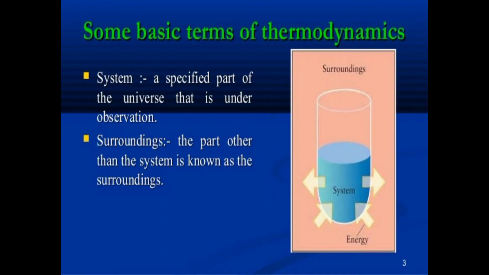So, what are the basic terms in thermodynamics? That is system and surroundings. What is system and what is surroundings? System is a specified part of the universe that is under observation. That is, system is a thing or place where a reaction occurs and we are observing.